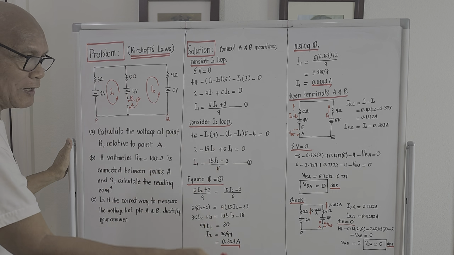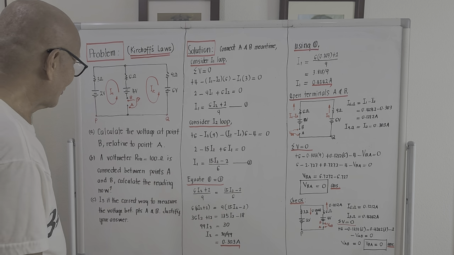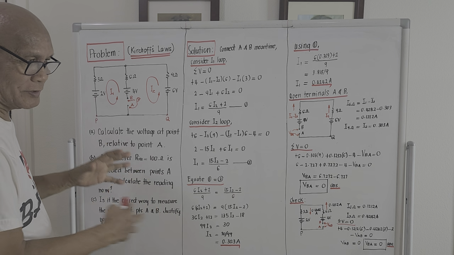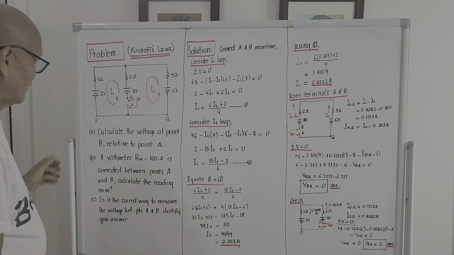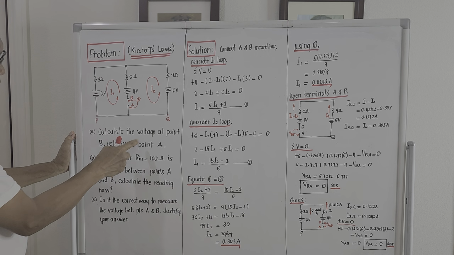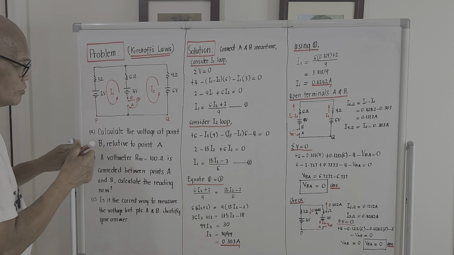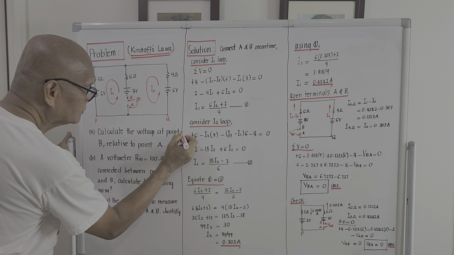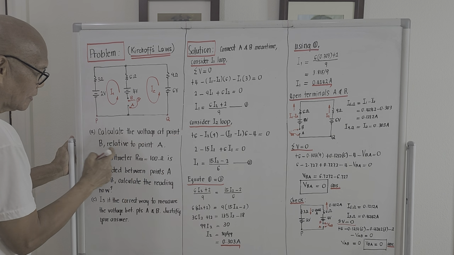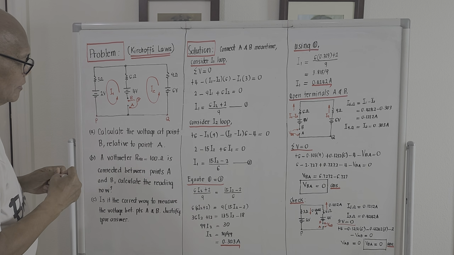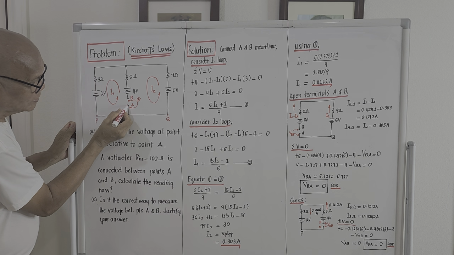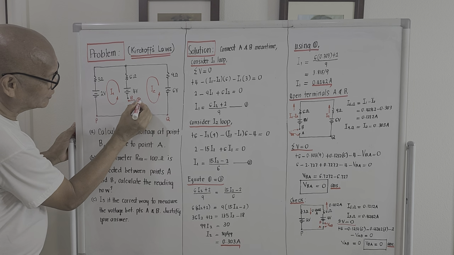Let's bring out what is being asked by Mr. Werakudi. I summarized and shortened the question, but it is still the same question. Requirement number 1: calculate the voltage at point B relative to point A. He is asking the voltage if this is point B and this is point A. What will be the voltage across this?